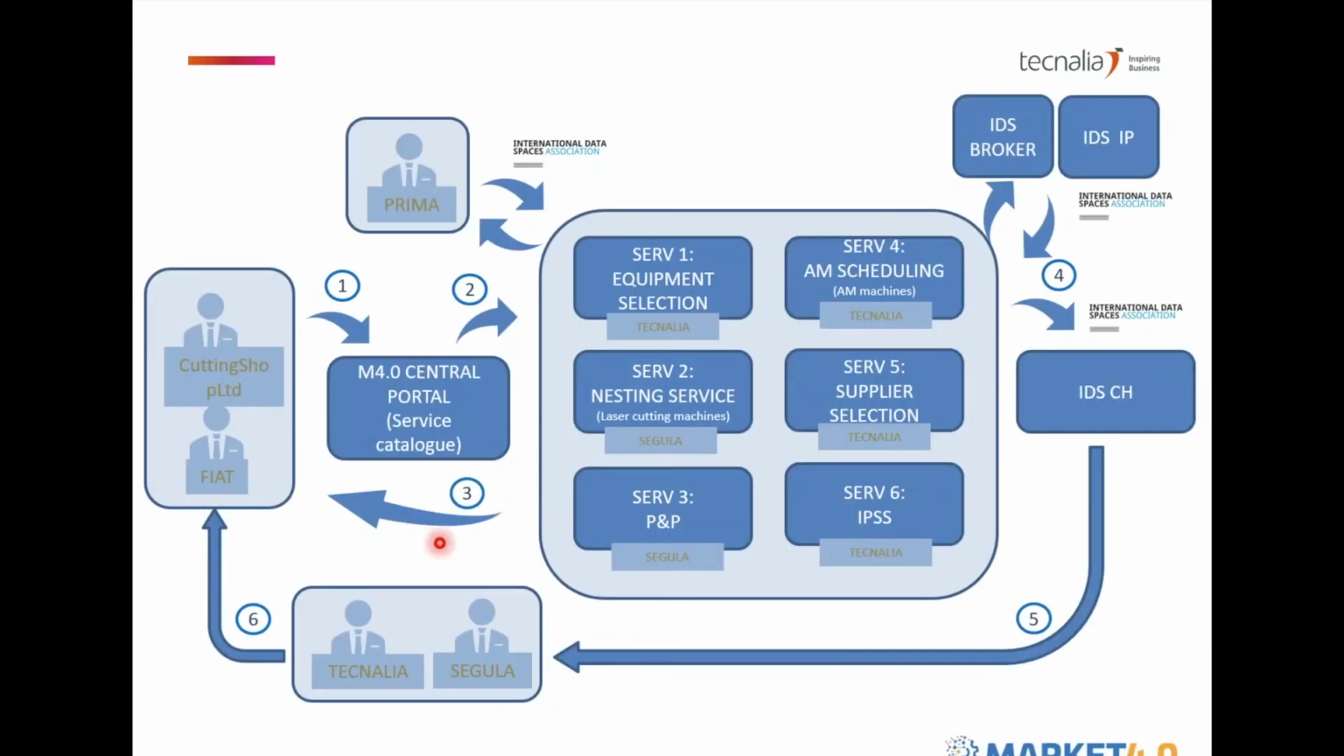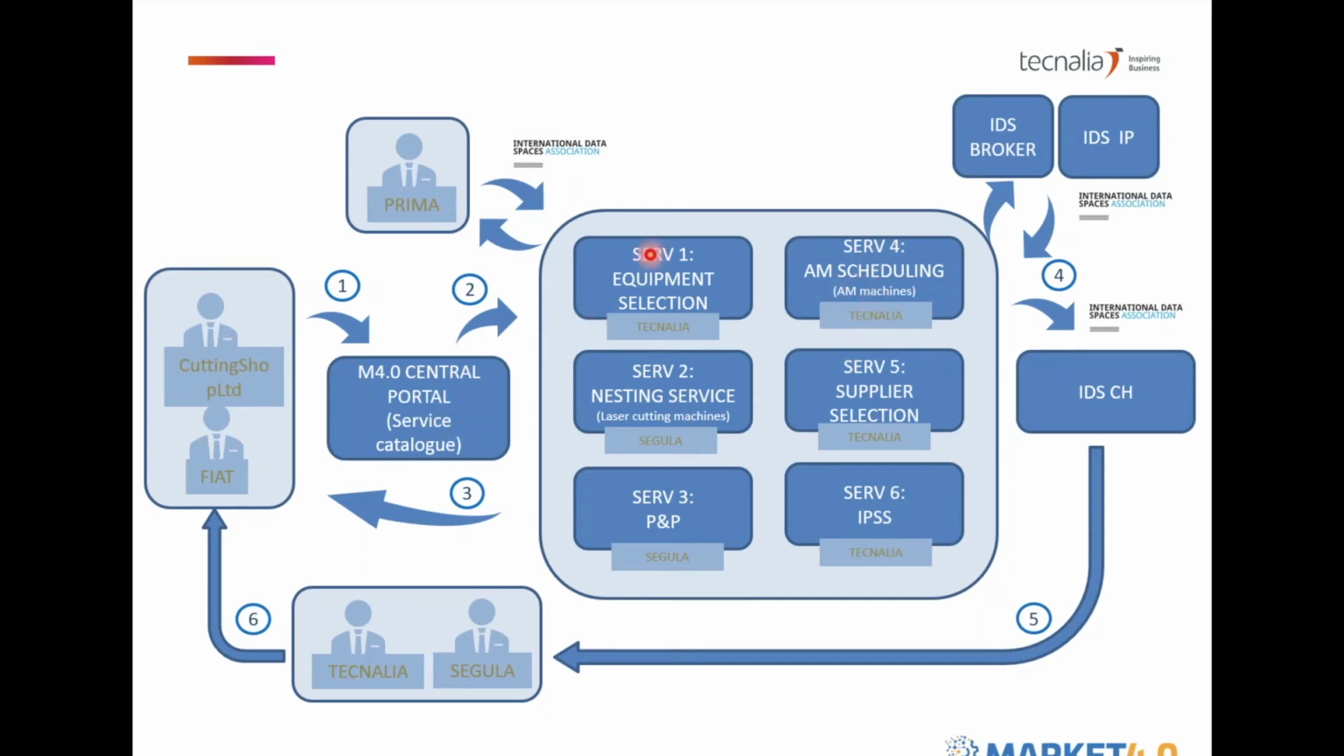The idea is that there is a customer. It can be Fiat, it can be a packing shop limited company that will go into the Market 4.0 central portal and will request a service. There are lots of services. You can request a service called equipment selection, nesting service, PMP, IPSS, selection, additive manufacturing scheduling.